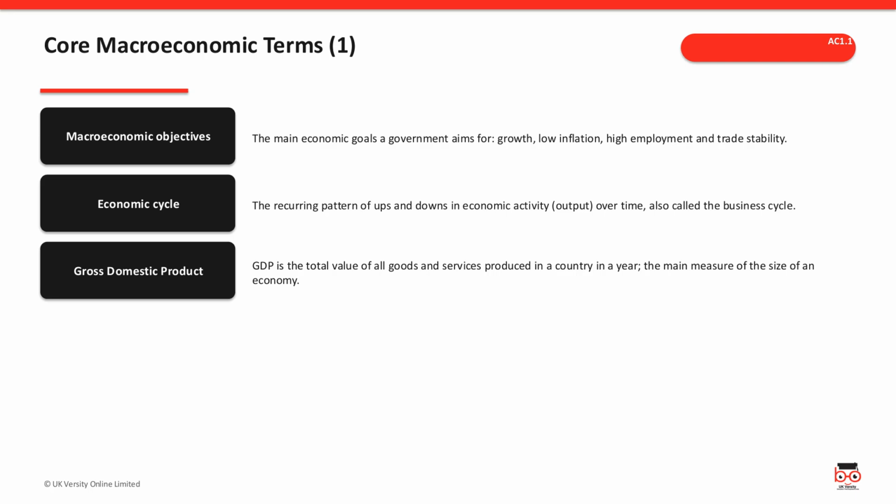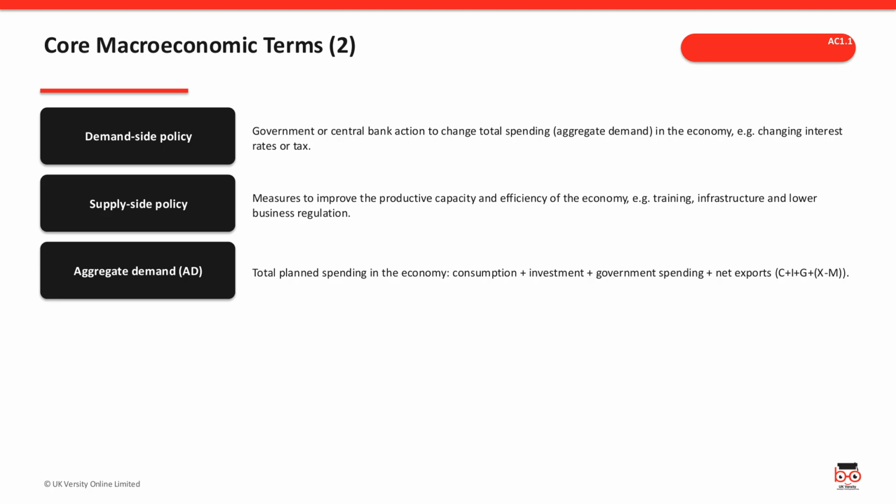Macroeconomic objectives are the big goals a government chases, things like growth, low inflation, and high employment. The economic cycle is that familiar rhythm of good years and bad years, booms followed by downturns. And GDP, gross domestic product, is the headline measure of an economy's size, the total value of everything a country produces in a year. When you hear that the UK economy is worth well over £2 trillion, that figure is GDP. A few more terms worth knowing.